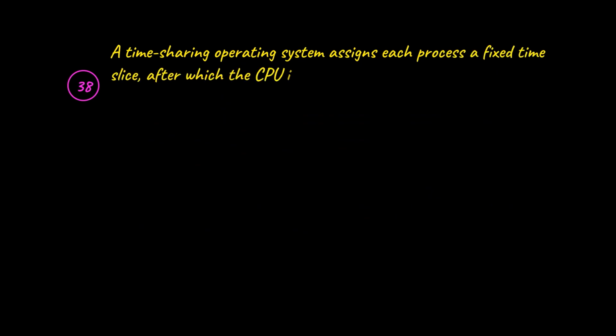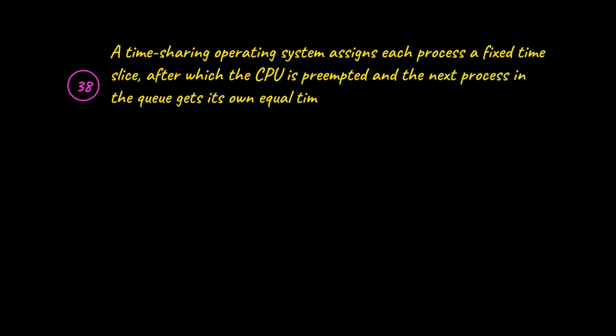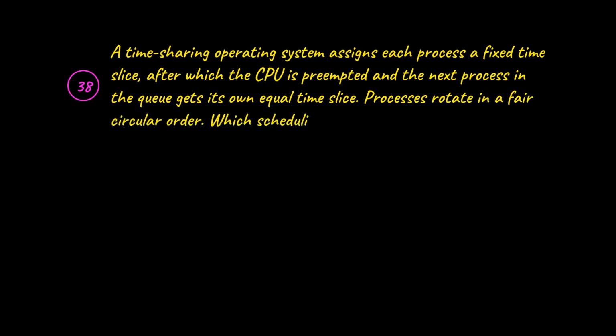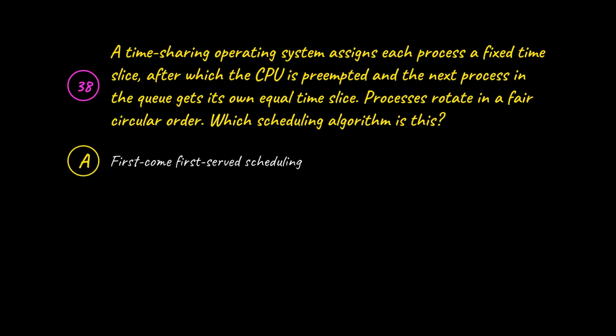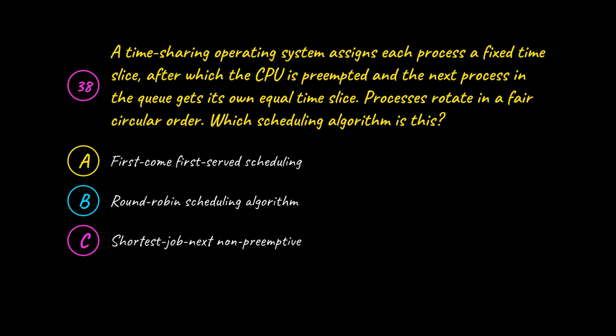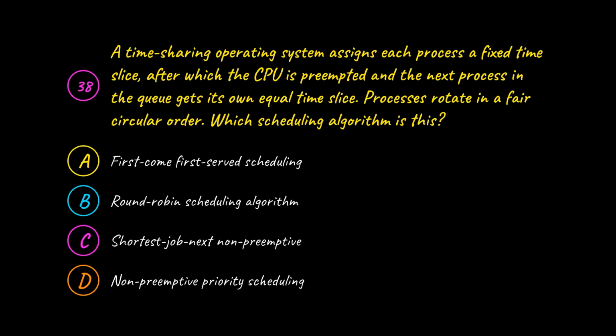Question 38. A time-sharing operating system assigns each process a fixed time slice, after which the CPU is preempted and the next process in the queue gets its own equal time slice. Processes rotate in a fair circular order. Which scheduling algorithm is this? Your options are A. First come first served scheduling, B. Round robin scheduling algorithm, C. Shortest job next non-preemptive, D. Non-preemptive priority scheduling. Which would you go with? Lock it in before the reveal.